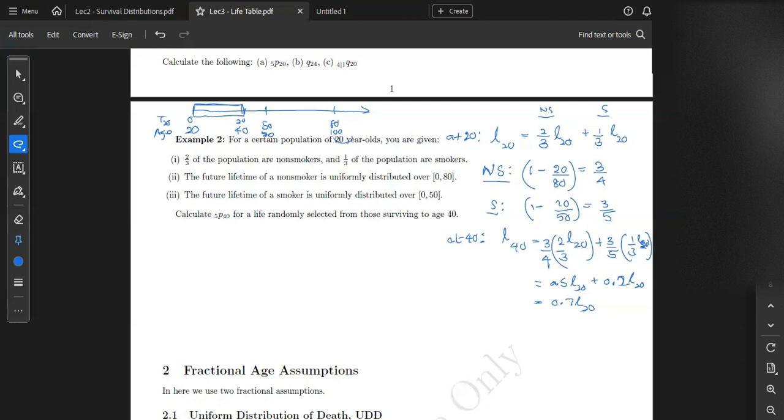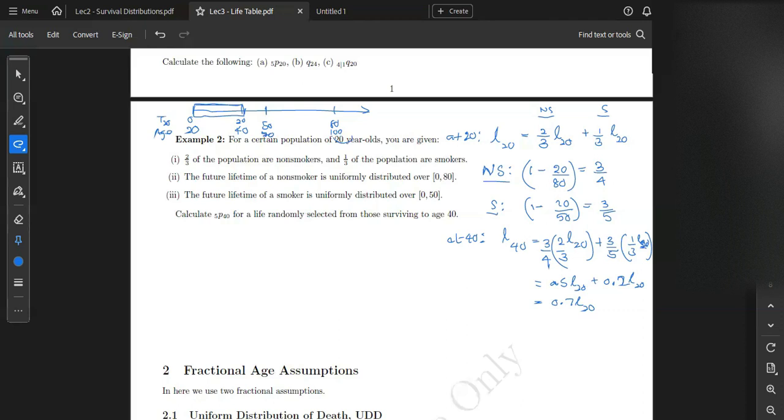So we know now the proportion of the population after 20 years from now. Initially, at age 20, it was 2/3 and 1/3 for this, but now it's 5 and 2. That means 5/7 and 2/7.